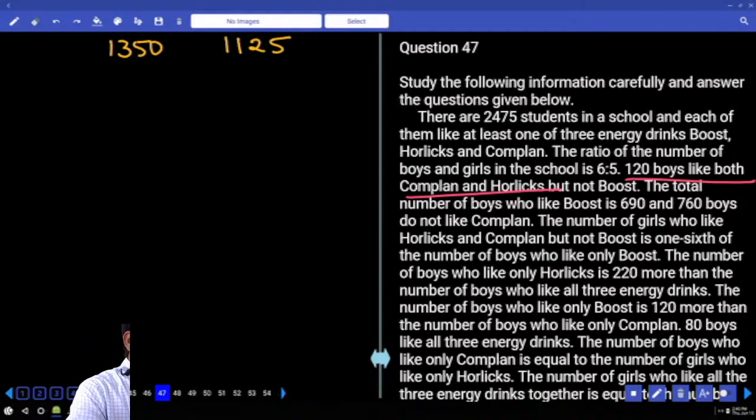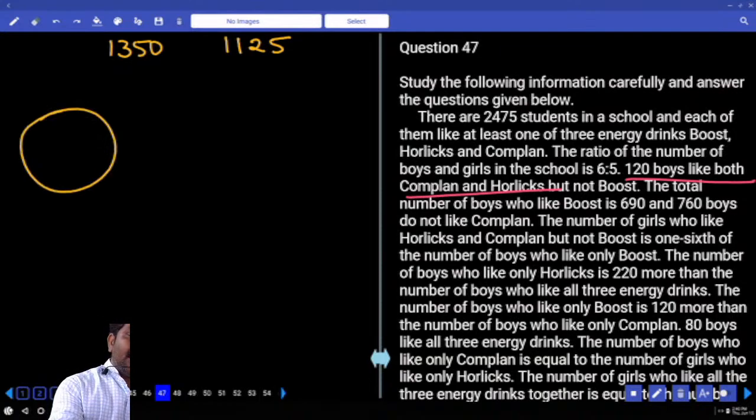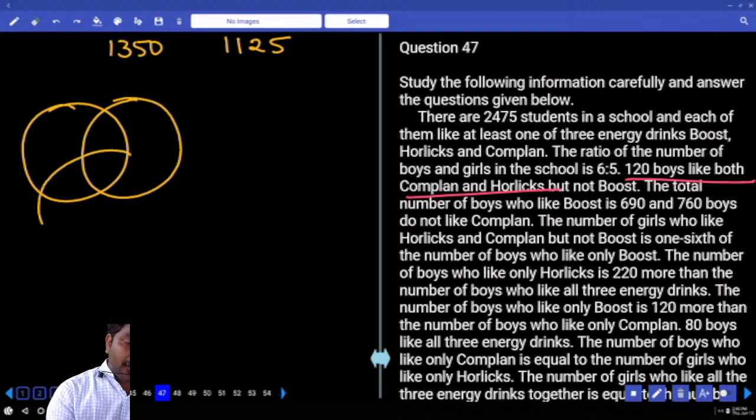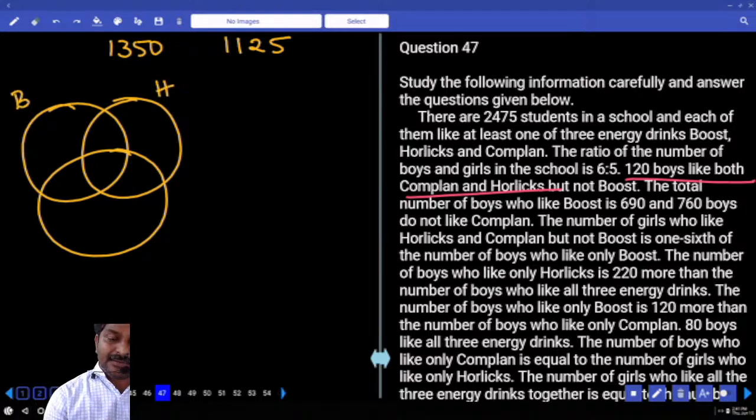So, will it fit in a table or a pie chart? Venn diagram. Venn diagram or pie chart? Venn diagram or table? Venn diagram. How many energy drinks are there? This is related to boys. What are they? Boost, Horlicks, Complan.